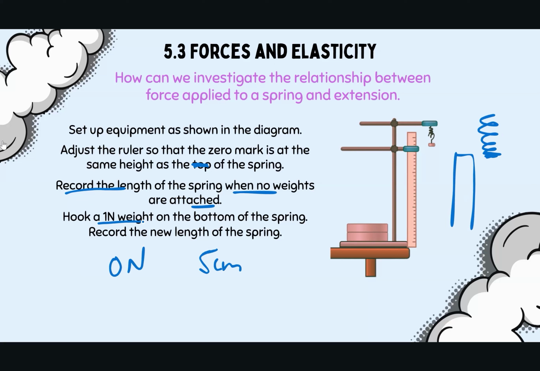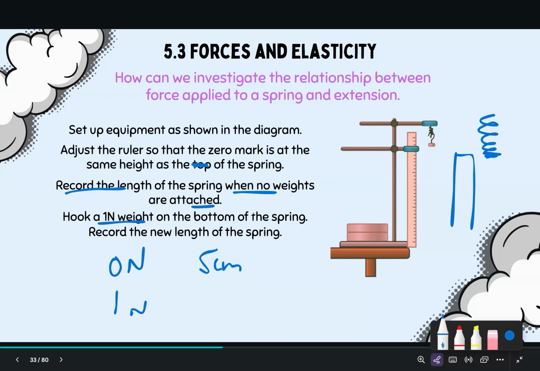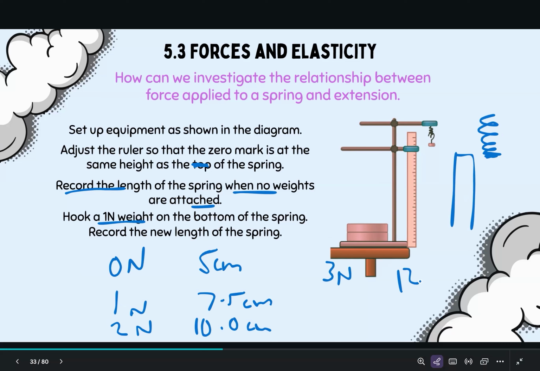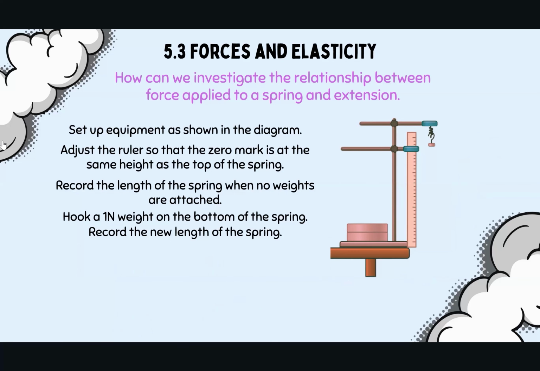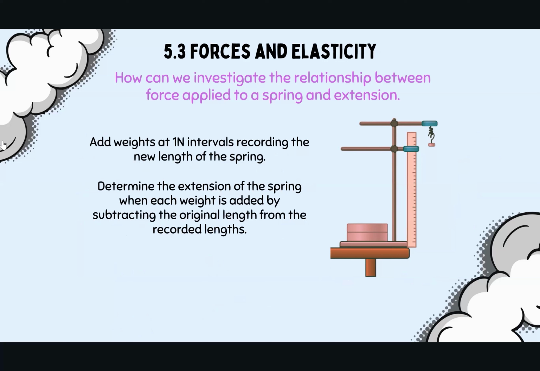Then you hook a 1 Newton weight on the bottom of the spring and record the new length of the spring. So it could be 7.5 centimeters. Then you add another Newton weight and it might be 10 centimeters. Then you might add a third Newton weight and it might be 12.5 centimeters. You add weights at 1 Newton intervals, recording the new length of the spring.